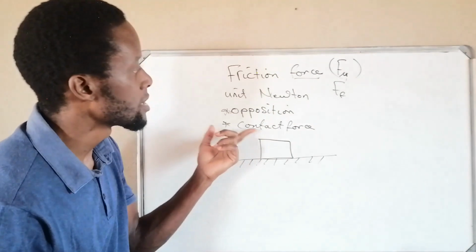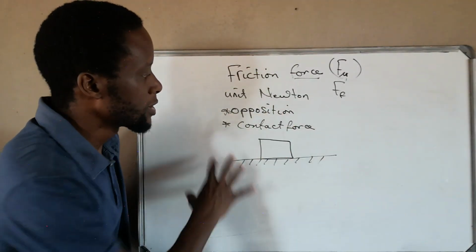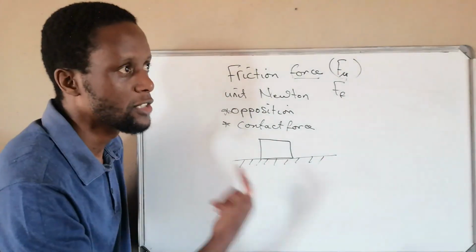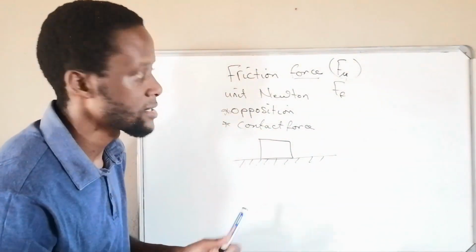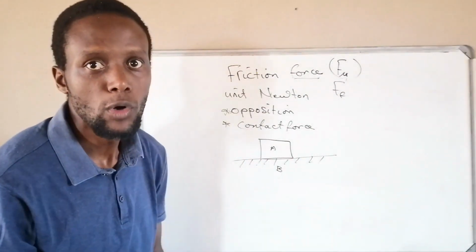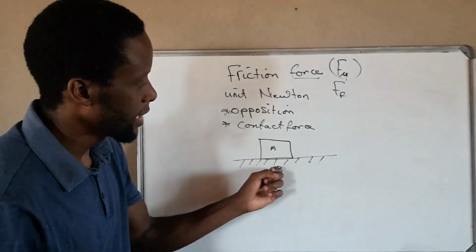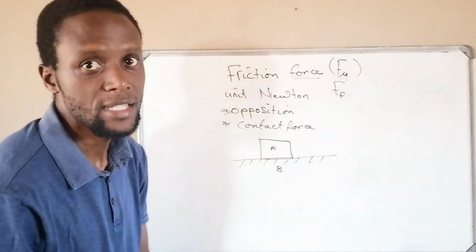So friction force is a contact force, and it is always in opposition. We do not apply friction force. Friction force just comes about as a result of the contact of two surfaces. We have two objects, object A and object B. This is in contact with that object, therefore friction force exists.